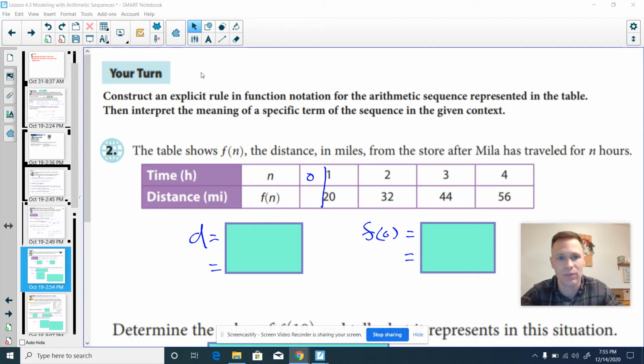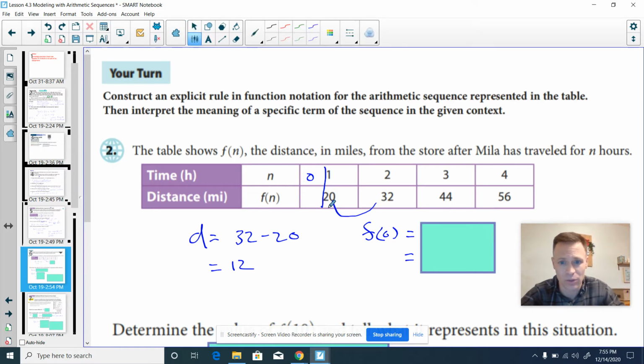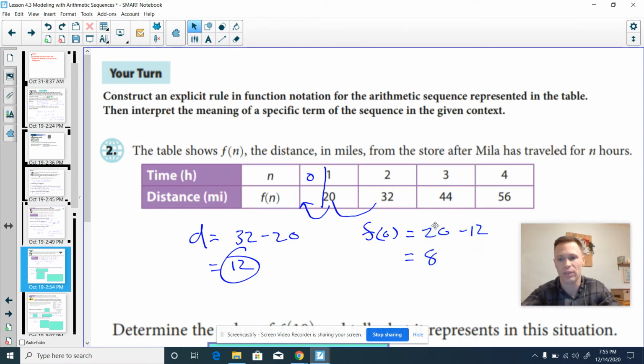So finding the common difference, we're just finding the difference between two consecutive terms, and when we do that, 32 minus 20 ends up giving me 12. The common difference. Then I have to use it going backwards to find a 0th term. And so if my common difference is 12, that's going to be taking 20 minus 12, which is going to be 8. So my f of 0 is 8.